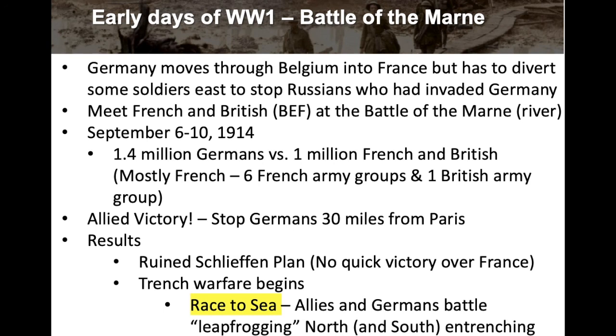Here's the result. It ruined the Schlieffen plan. The plan that Germany was counting on is done. It ruined the plan. So there's no quick victory over France. And what happens is the war delves into trench warfare, because the Germans were stopped, and they basically come to a stopping point 30 miles from Paris, which both armies then entrench. This entrenchment leads to what is called the race to the sea.